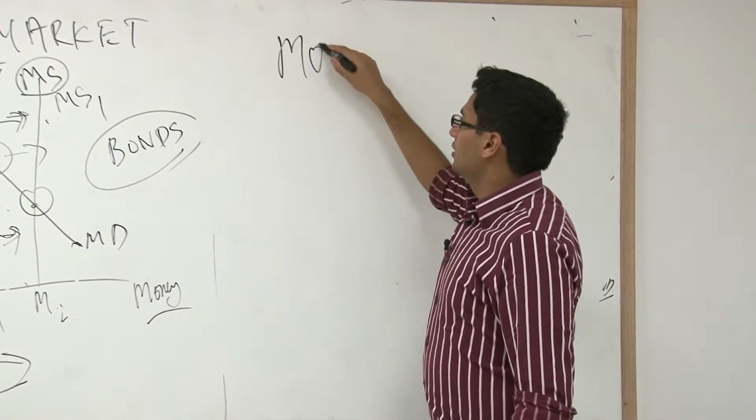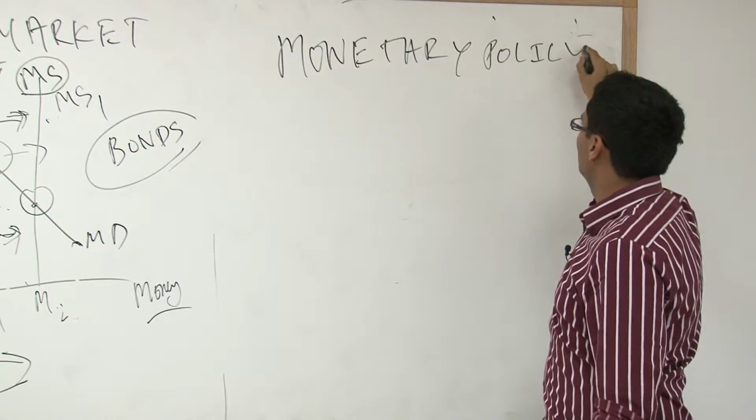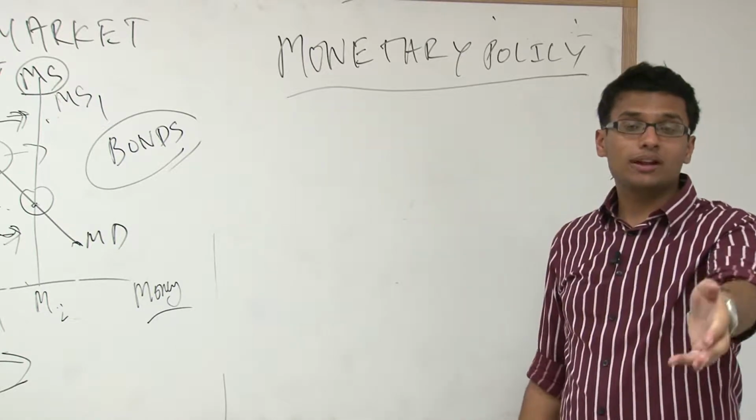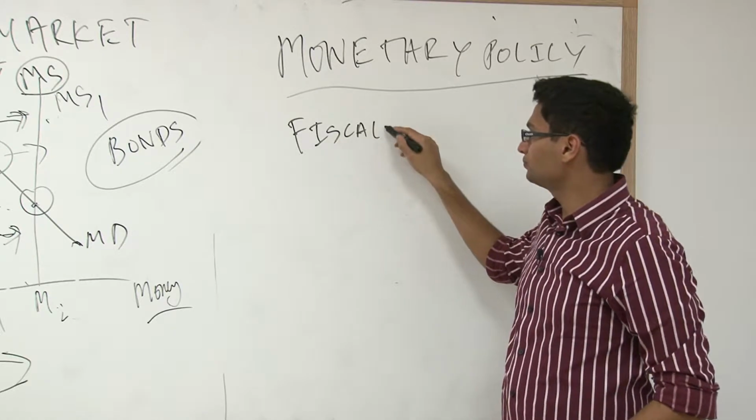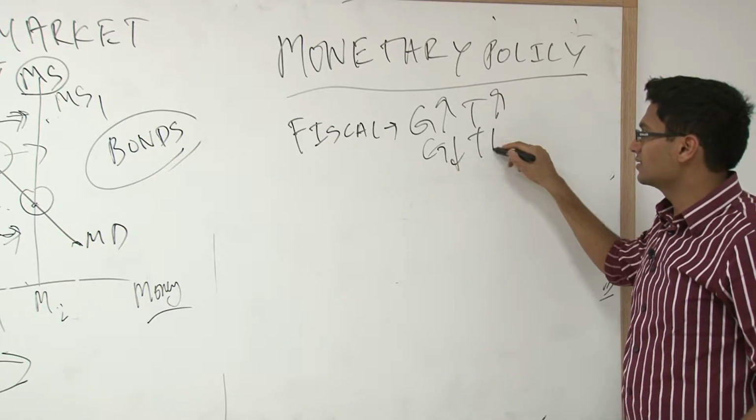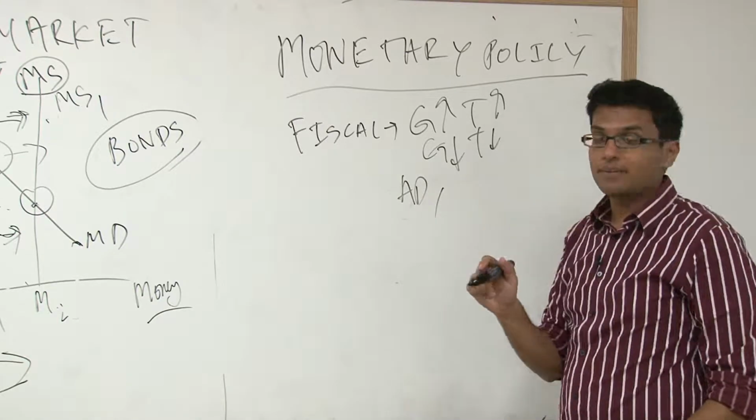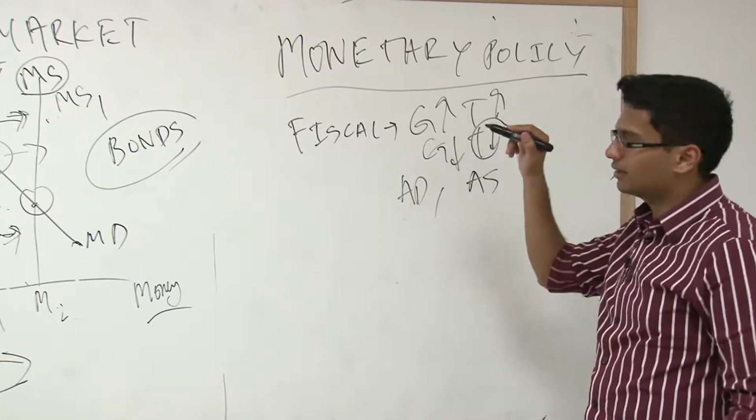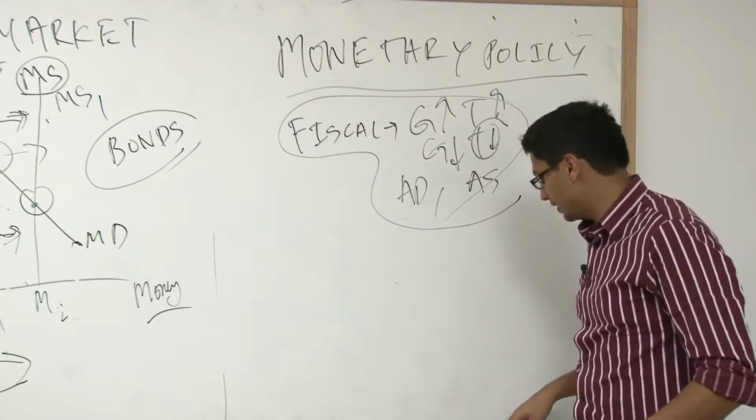So we have talked about fiscal policy, right? We said that when it comes to fiscal policy, government can spend more, tax more, or government can spend less and tax less, right? And then we can control AD, okay? There's also supply side economics, and we can control AS, okay? And the way we can control AS is with taxes, okay? But that was fiscal policy. Fiscal policy used these tools to control the economy.